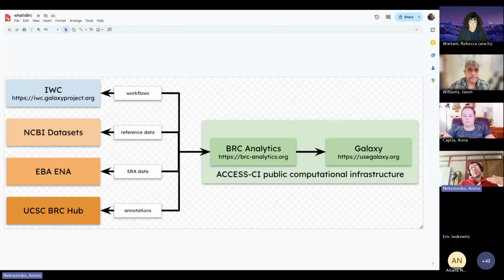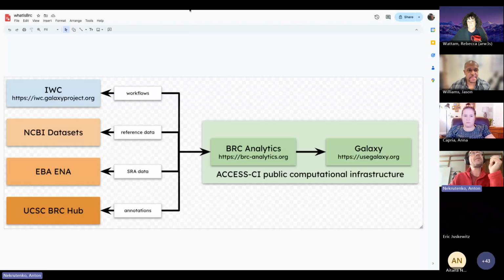It pulls analysis workflows from the IWC Consortium. It's a Galaxy thing which stores community curated workflows. And all of this is happening within the ACCESS CI public cloud infrastructure in the US. So it has virtually unlimited compute resources, and our head nodes are at Texas Advanced Computing Center. So that's my last slide. I'm just going to show you how to use it.